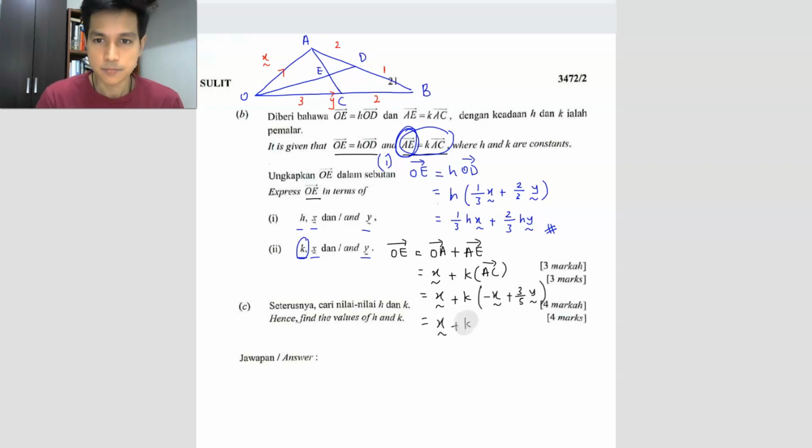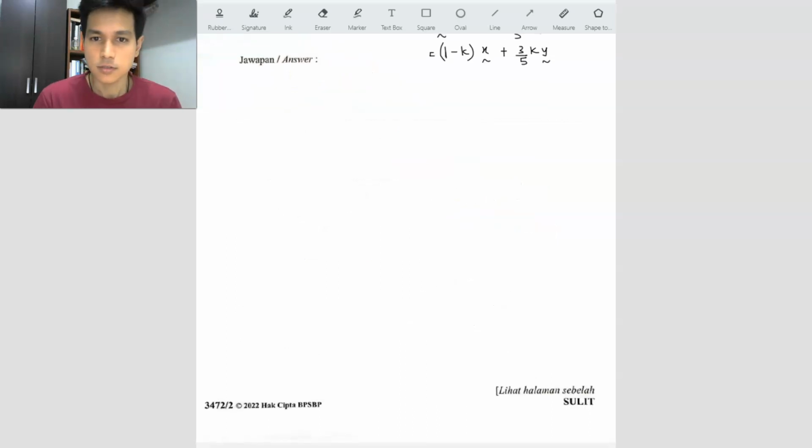Okay, so you just expand, you will get negative kx plus 3 over 5 y. Okay, so this one here, x here, so x, right? So you can put them together, so you get 1 minus k x plus 3 over 5 y. Yeah, that's it. Okay, oh sorry, where's my k? K is missing, sorry, my bad. Here got k, 3 over 5 ky. Okay, so these two are solved.